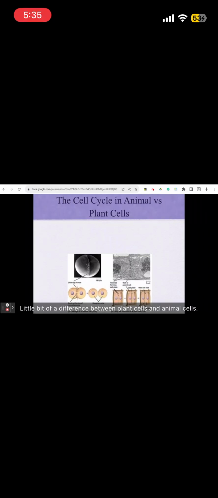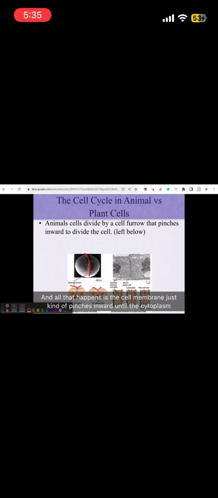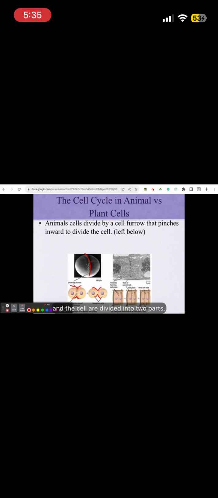A little bit of a difference between plant cells and animal cells. Animal cells will divide by a cell furrow, or a cleavage furrow. That's kind of happening right here, where I just highlighted it. All that happens is the cell membrane just kind of pinches inward until the cytoplasm and the cell are divided into two parts. With a plant cell, though, those use a cell plate.